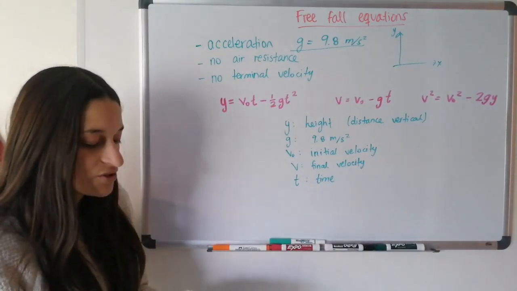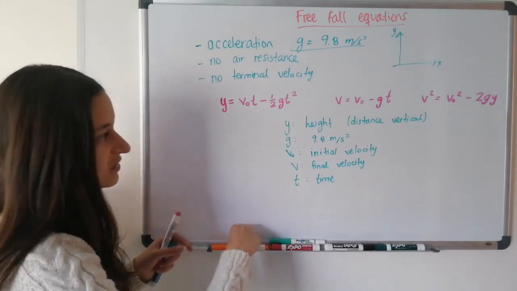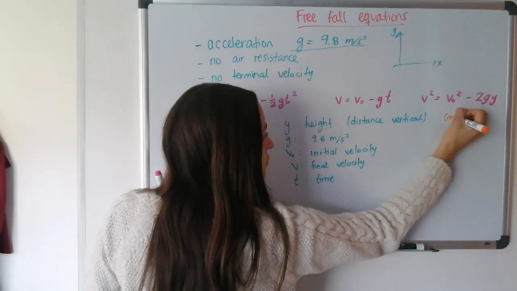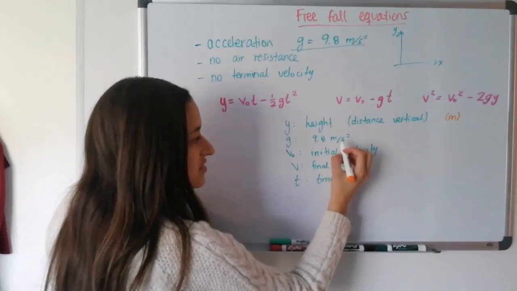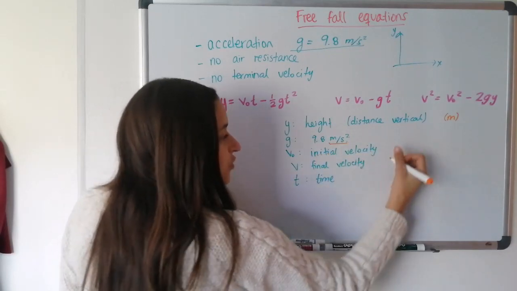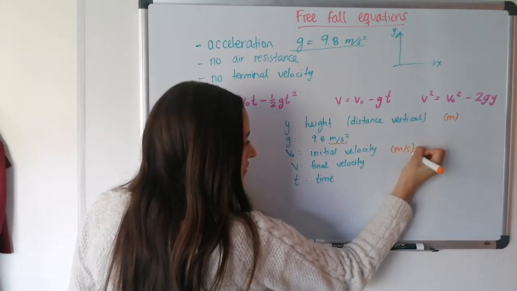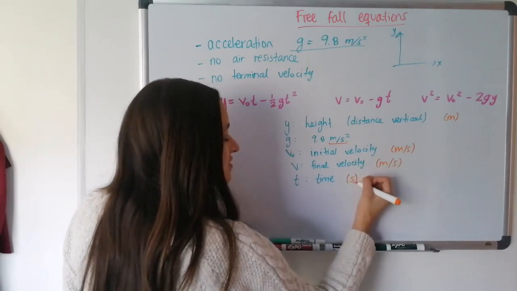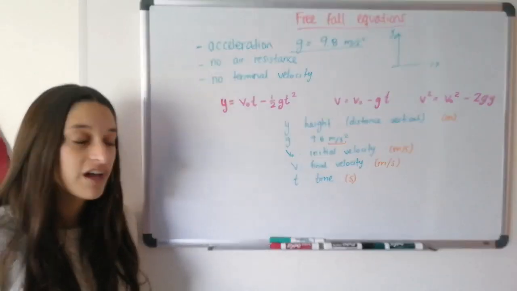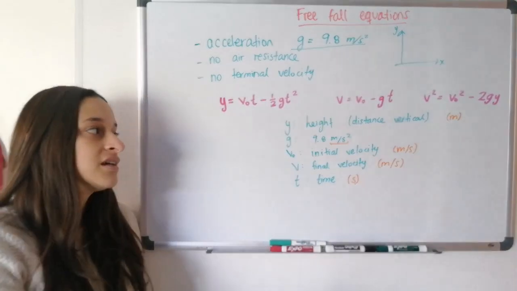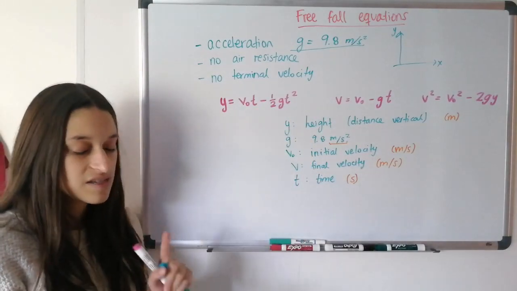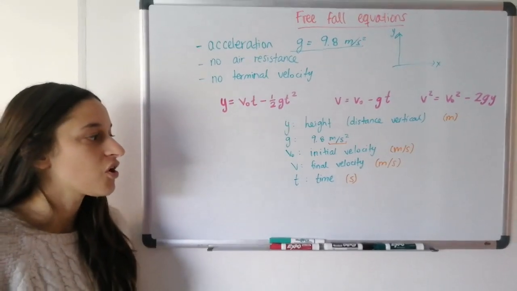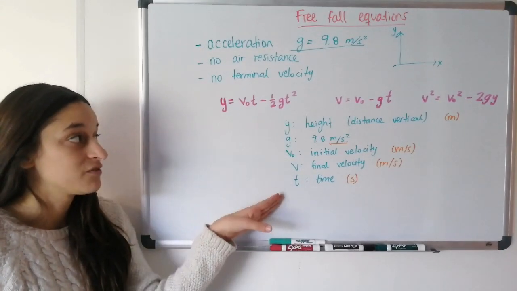So we need to remember that units are very important. The units for height is meters. The unit for g is meters per second squared. For speed or velocity is meters per second. Final velocity is also a velocity, so it's also meters per second. And time is in seconds. So if we have a value that is in a different unit, we need to convert it to these units: meters, seconds, and meters per second, or meters per second squared. Okay, so those are the names of the variables.